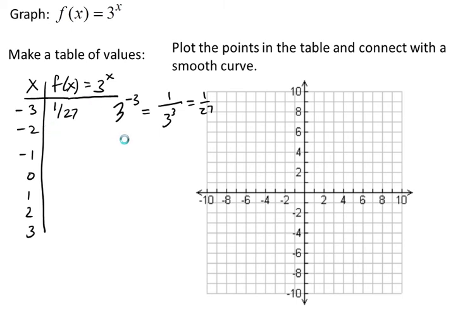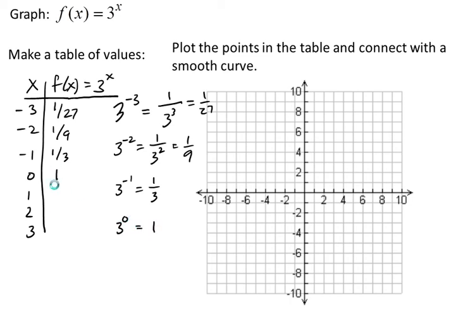When we plug a -2 in for x, we have 3 to the -2 power. So again, that's 1 over 3 squared, so 1/9. Plug a -1 in for x, 3 to the -1 power, so 1 over 3 to the first power, so 1/3. Plug a 0 in for x, we get 3 to the 0 power. By definition, that is 1. Anything to the 0 power equals 1, except 0 to the 0 power, which is undefined.